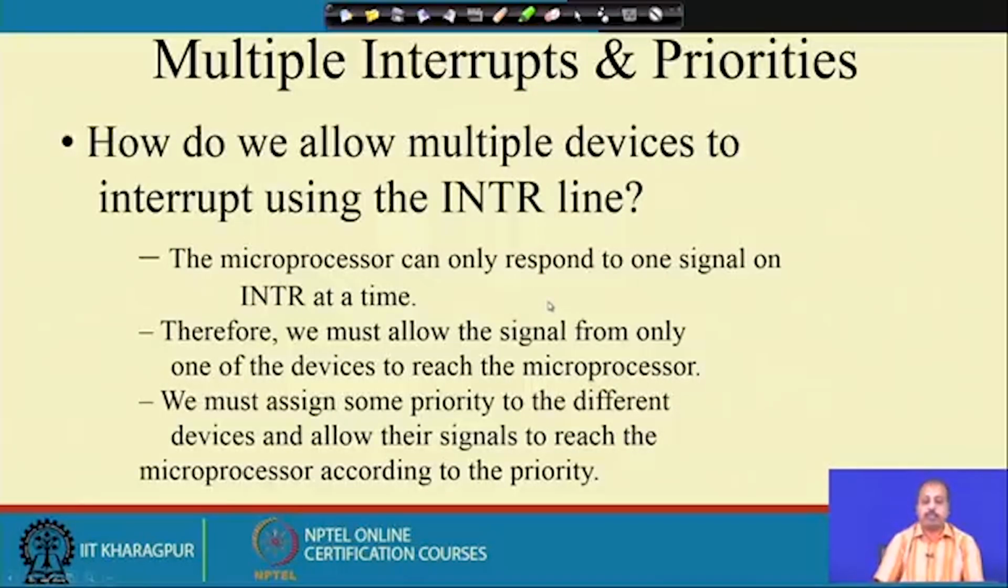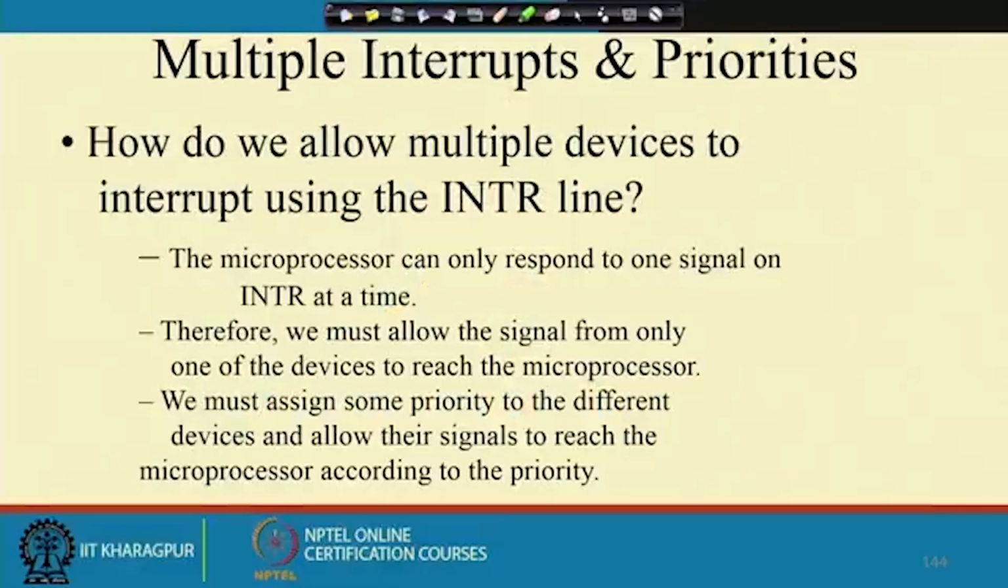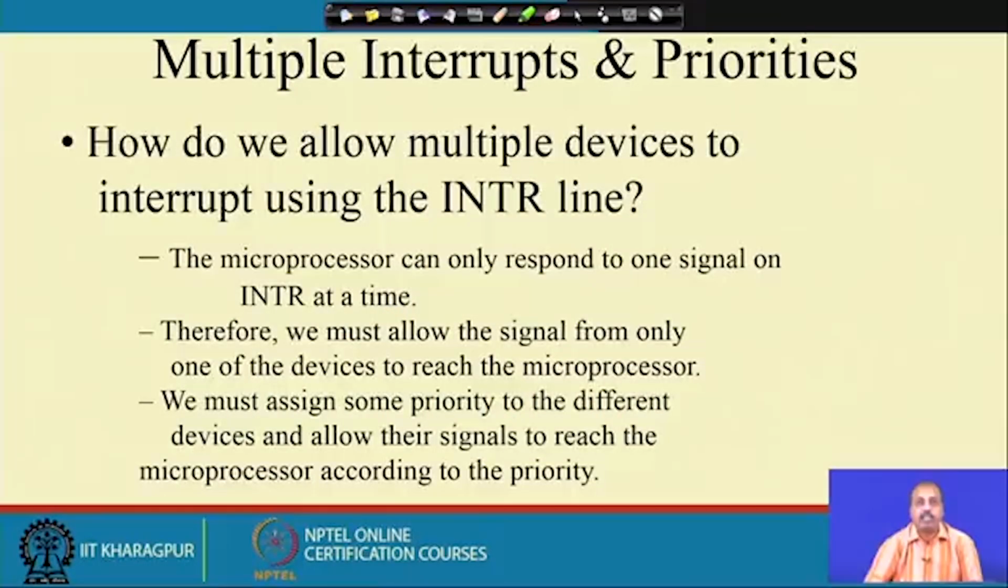Next, we address multiple interrupts and priorities. So far, I have talked about a single interrupt line and a single device connected to the processor. Now, how can I ensure that a number of devices may be connected to the processor using the INTR line alone, with priorities among the devices? For example, there may be 8 devices connected with the microprocessor through the INTR line, where device 1 has the highest priority, followed by device 2, device 3, and so on.